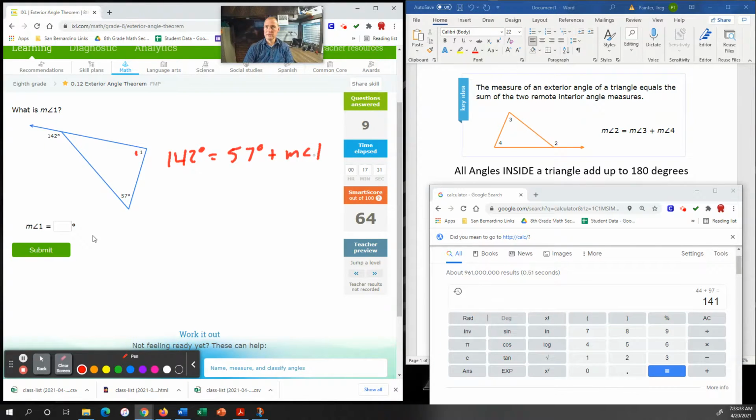But let's try it. So to get measure of angle 1 by itself, the opposite of add is subtract. So minus 57 degrees, minus 57 degrees, which is going to take us under or very close to 90 degrees. Let's see what happens. So 142 minus 57 equals 85 degrees. So 142 minus 57 is 85 degrees equals measure of angle 1, since the 57s are out. Yeah, that seems quite a bit shorter.